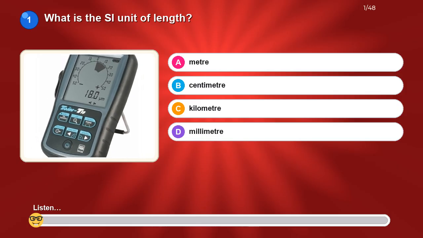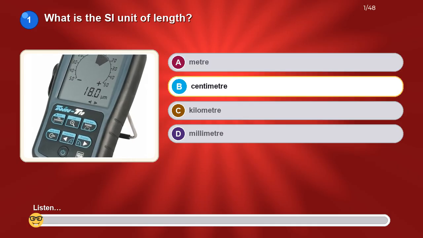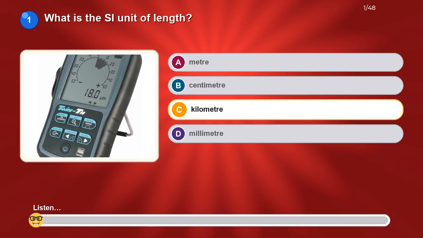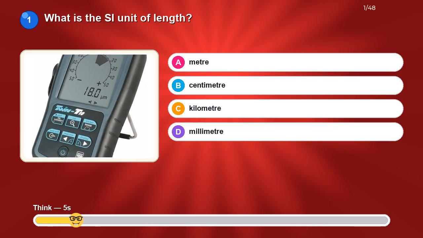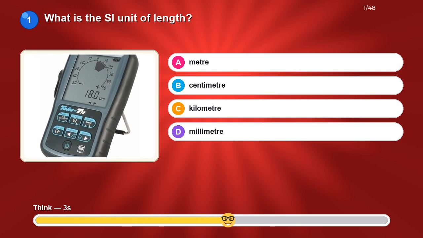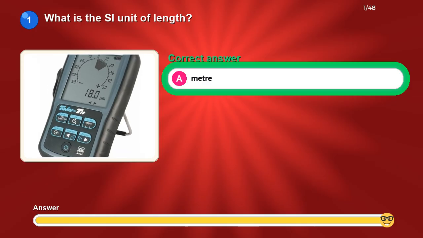What is the C unit of length? Option A, meter. Option B, centimeter. Option C, kilometer. Option D, millimeter. The correct answer is meter.